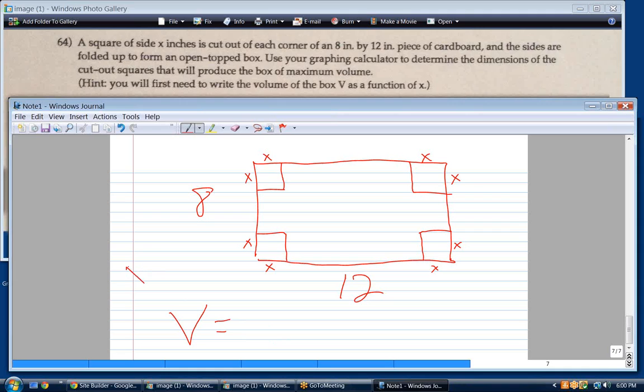Is it base times height times width? Yes, it's the 3 dimensions. In other words, here's our open box. It's hard for me to draw. It doesn't look like an open box, so I'll erase it. But if I have a box, think of a rectangular brick. The dimensions of a rectangular brick are its width, length, and height. If you multiply all 3 of them together, you get its volume. Same thing with a box.